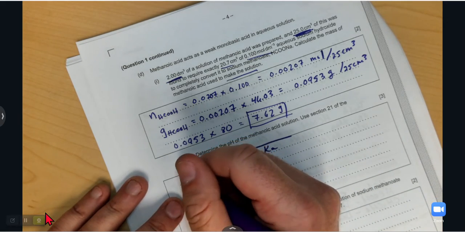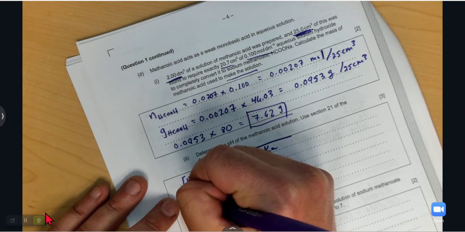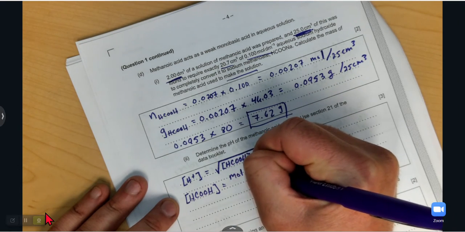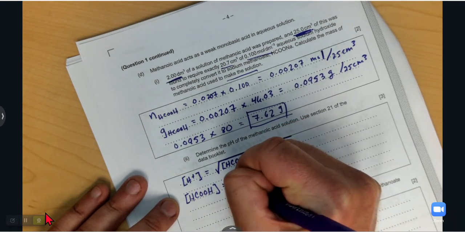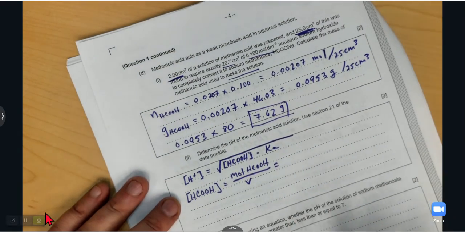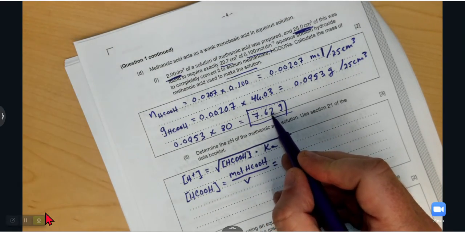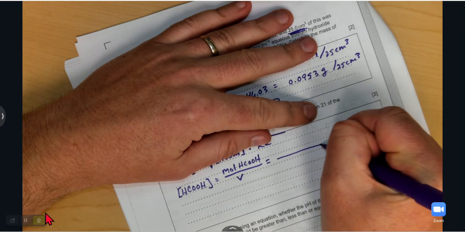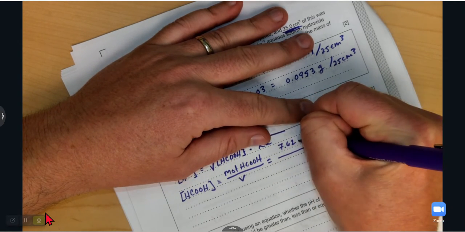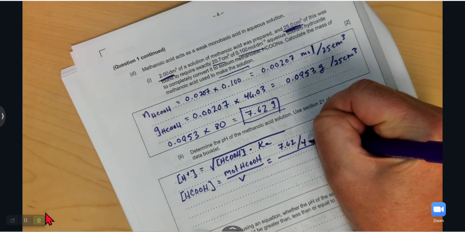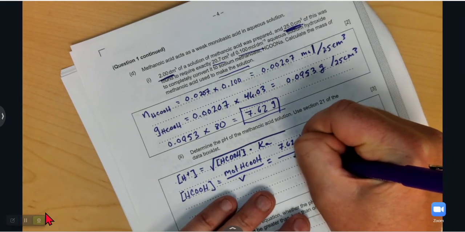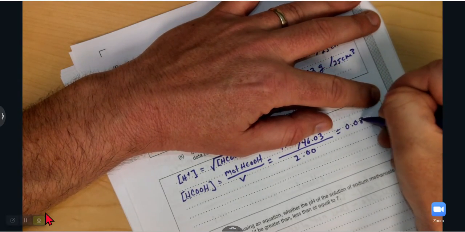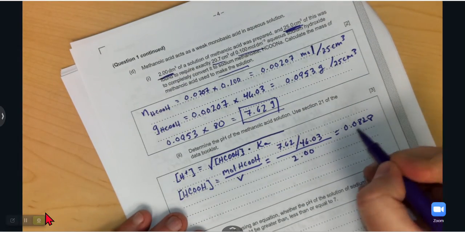So the number of moles is pretty simple, right? If I want the concentration of the methanoic acid solution, I need the number of moles of methanoic acid in the 2-liter solution divided by the volume. I know that there are 7.62 grams of it in that solution, so to get the number of moles, we just divide by the molar mass. So that's 7.62 grams divided by the molar mass, which was 46.03, and then divided by the 2 liters of solution. That gives us a concentration of 0.0828 moles per liter.